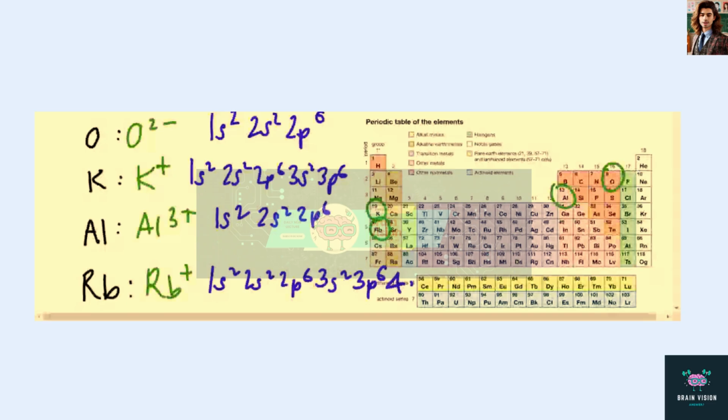4s2, 3d10, 4p6, and 5s1. So that's a very long one, a bit messy, but we're going to remove 5s1 for the ion because it loses an electron. And I hope that was helpful.